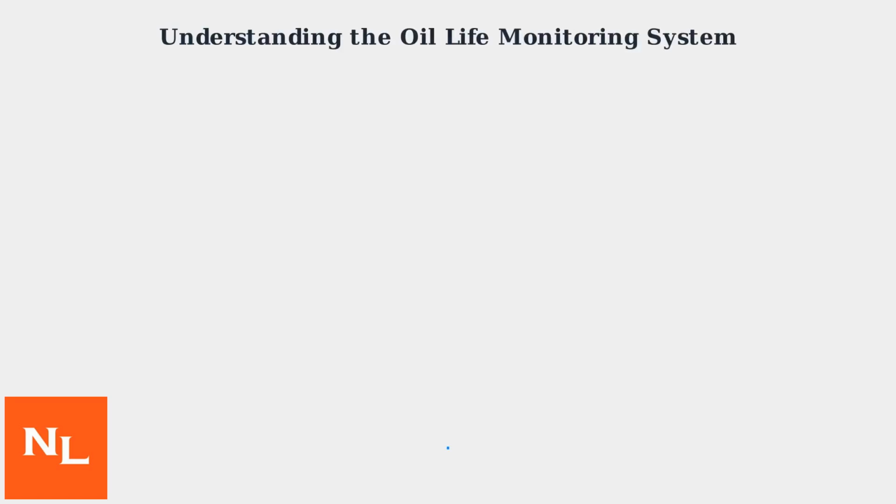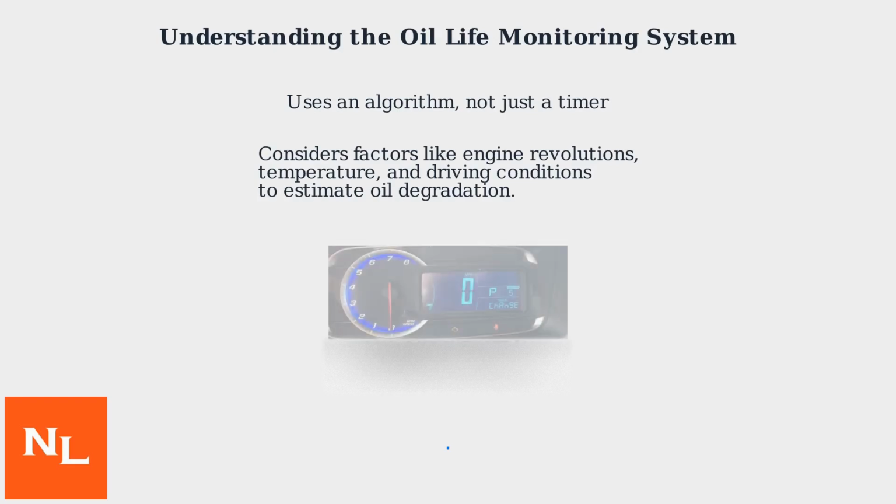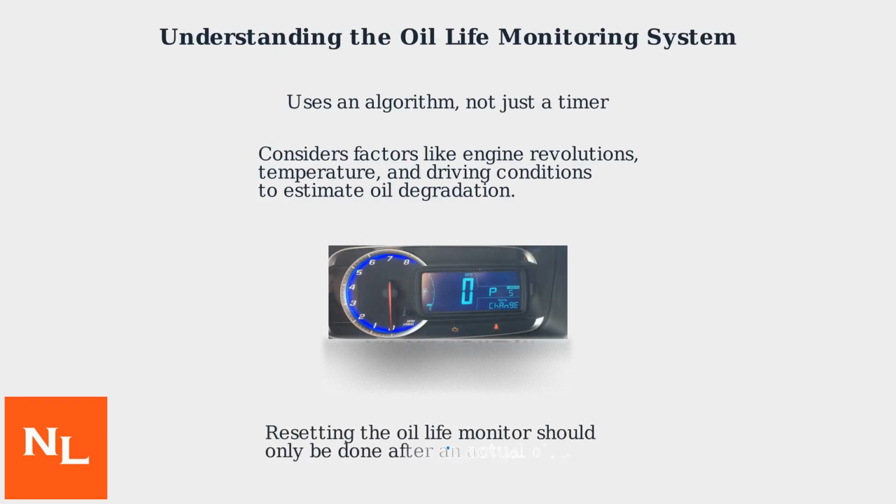The 2017-2020 Chevy Trax uses an algorithm, not just a timer, to determine when an oil change is needed. It considers factors like engine revolutions, temperature, and driving conditions to estimate oil degradation. Resetting the oil life monitor should only be done after an actual oil change.